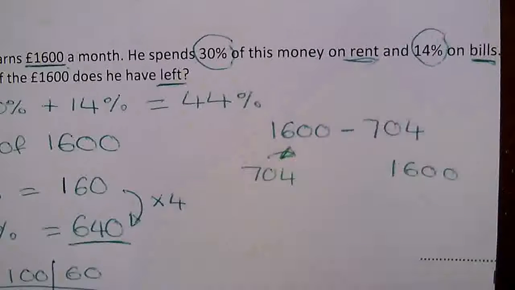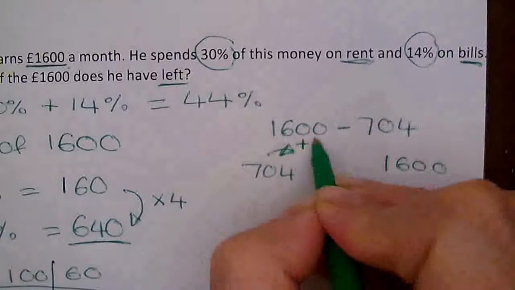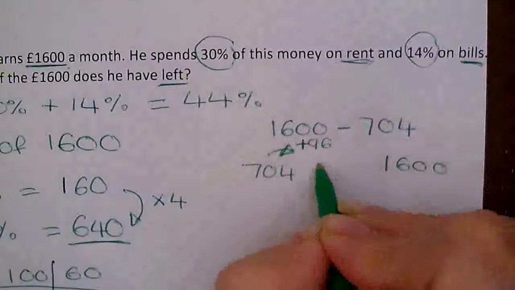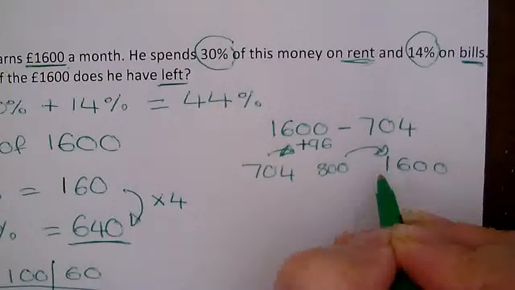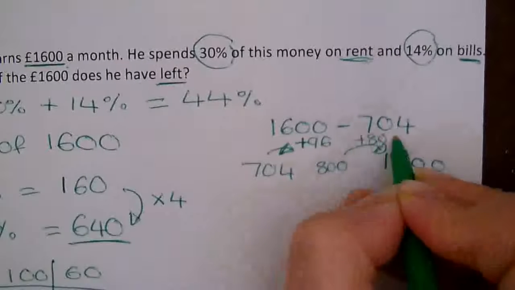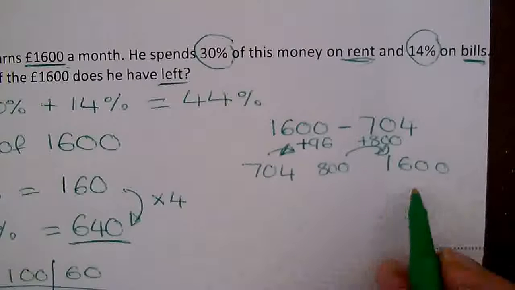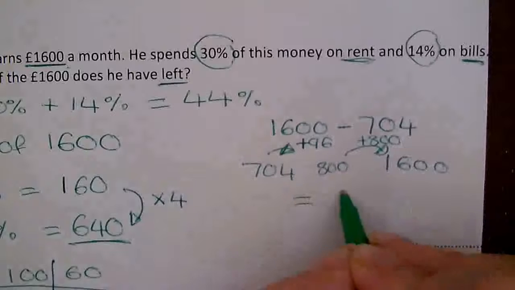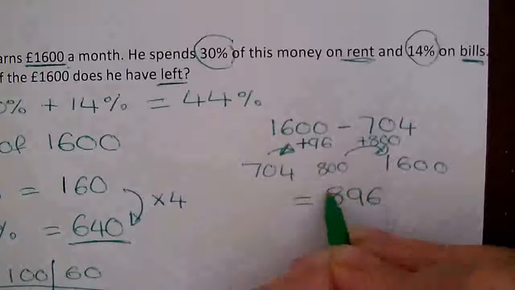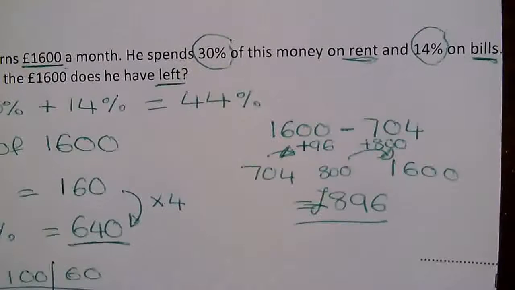many mistakes are made. So you could start by adding 96 to get you to 800, and if you can spot it, 800 plus 800 gets you to 1,600, then you could do that. If not, take it in jumps. Either way you'll end up getting the same answer, meaning there's £896 left. Now that was option 1.